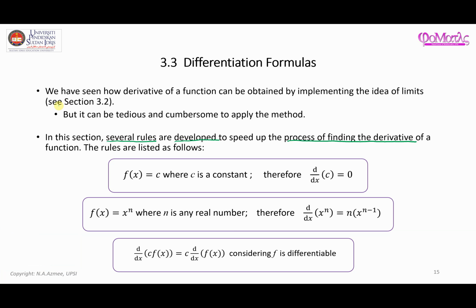And recall that in section 3.2, you have seen how the derivative of a function, f prime x, can be obtained by implementing the idea of limits. So you can find the derivative of a function by considering the limit as h approaches 0 of f of x plus h minus f of x, over h. So you can find the derivative by implementing this idea of limits.